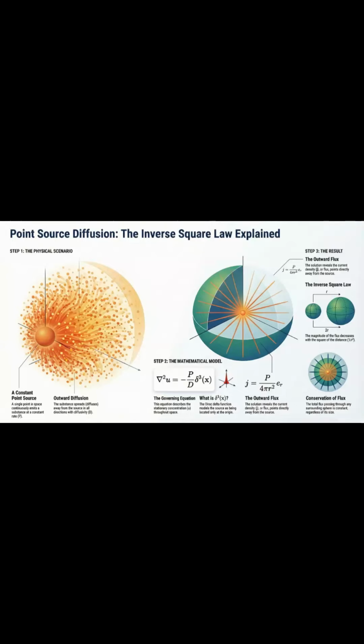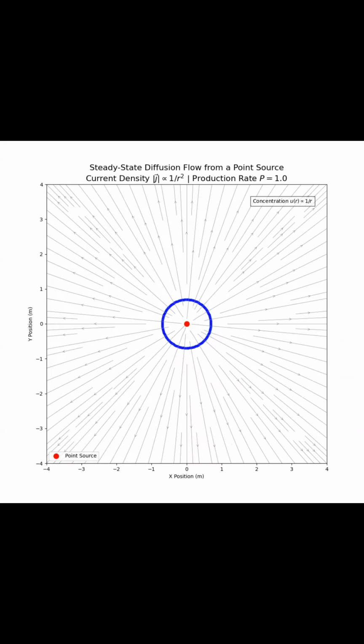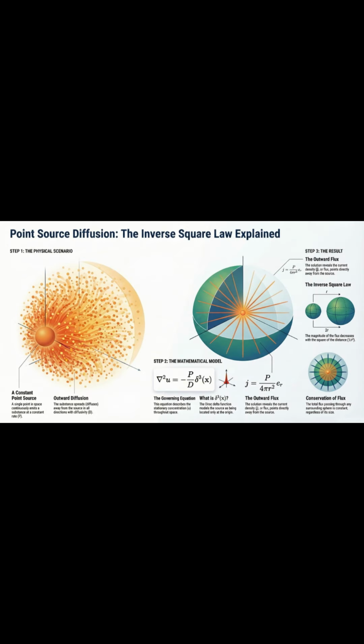This is the brief on point source diffusion. So we're diving into the stationary solution for diffusion. We're going to look at what happens when you have a substance coming from a constant single point, like a tiny steady leak. This shows us the fundamental rules for how stuff spreads out and finds a perfect balance in space. Okay, so let's get into the key takeaways.